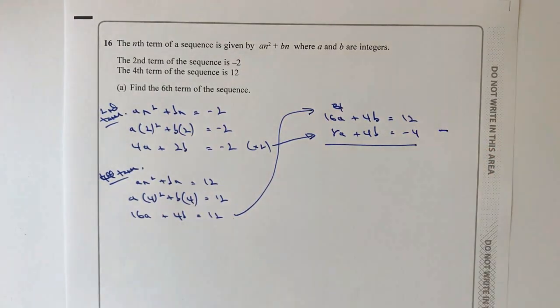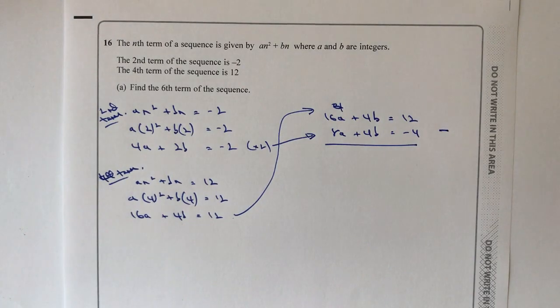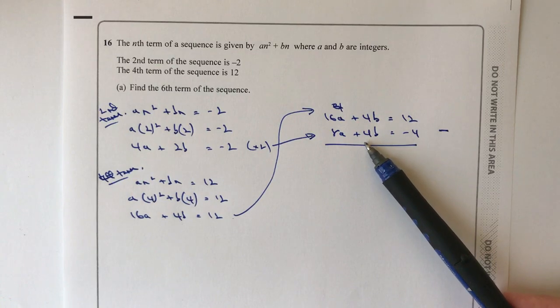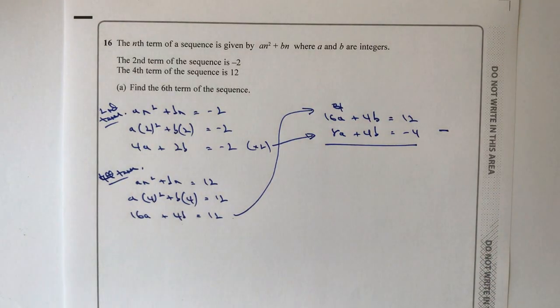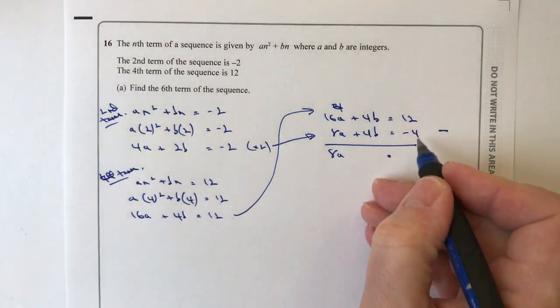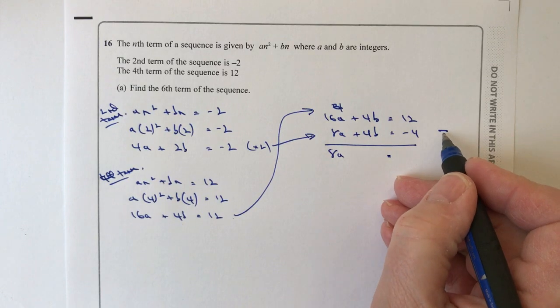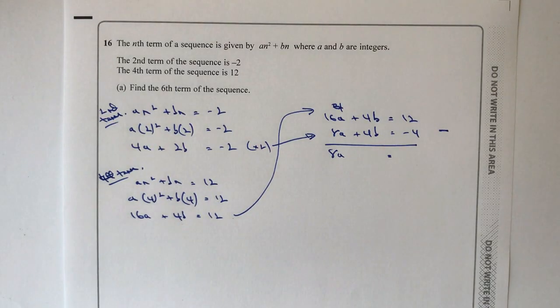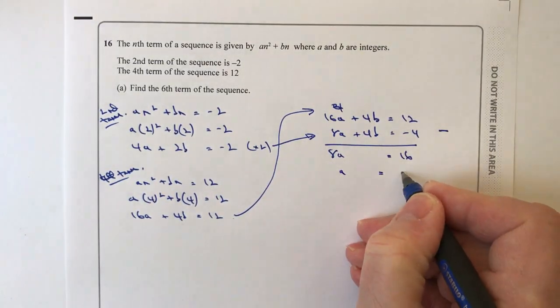Then I'm going to subtract one away from the other, because if I do that, I've got 4b minus 4b, which is 0. That's great, because I don't want b. I'm just going to deal with a. So 16a minus 8a is 8a. 4b minus 4b has gone. And then I've got 12. Now, be careful, minus 4. Where you've got two minuses together, it becomes a positive. So that becomes 12 plus 4, which is going to be 16. If I divide through by 8, I then get a equals 2.